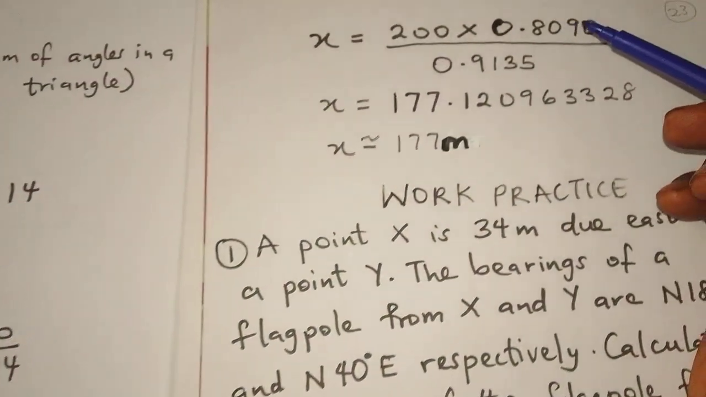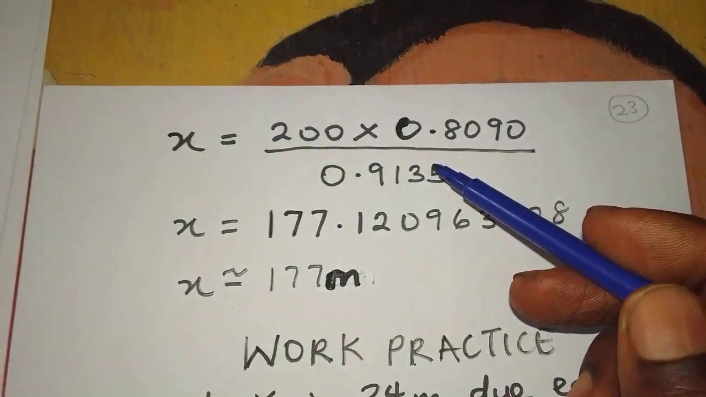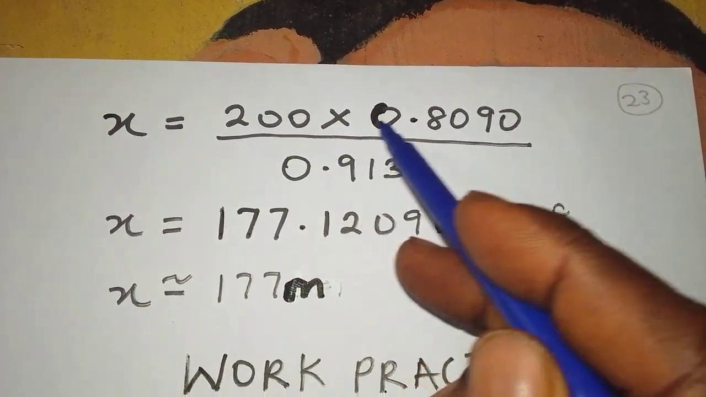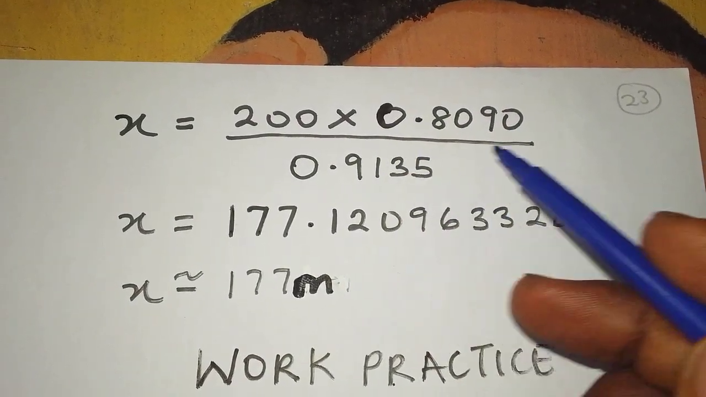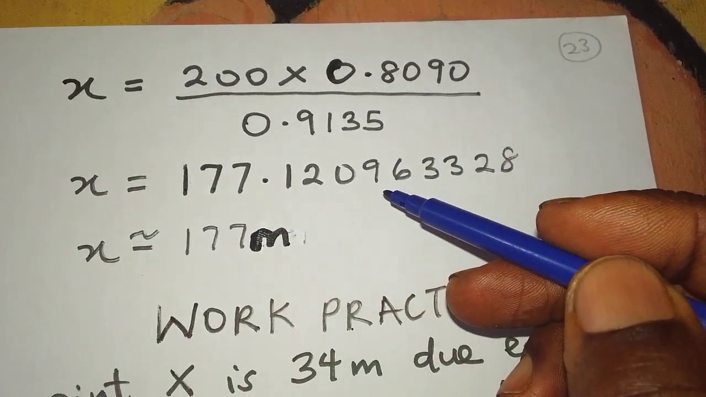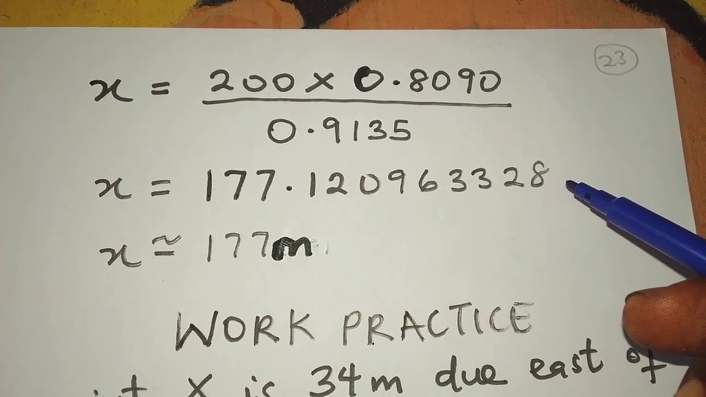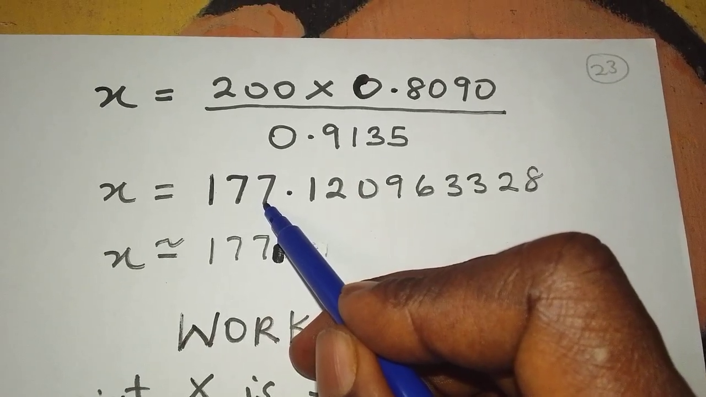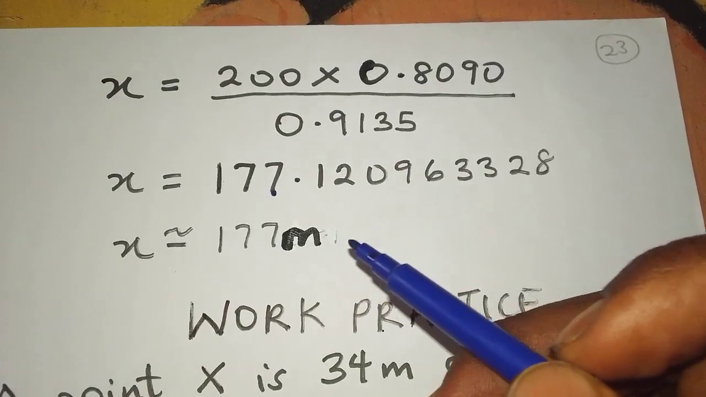So you look for the sine of 54, which is 0.8090, and sine 114 is 0.9135. When you compute this, 200 times 0.8090 divided by 0.9135 will give you 177.12 to the nearest whole number. Since the next number after this last 7 is 1, it's not up to 5, you cut it off. So you're having 177 meters.